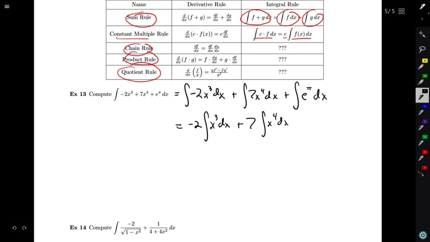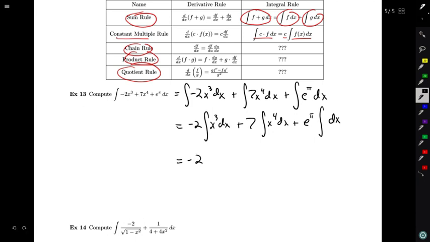4 dx plus, well, I guess we could call this the constant multiple of e to the x, or e to the pi. Remember that e to the pi is just a number, and we could factor that out front of the integral. So this is the integral of dx. And now I can apply my power rules to each of these different pieces here.